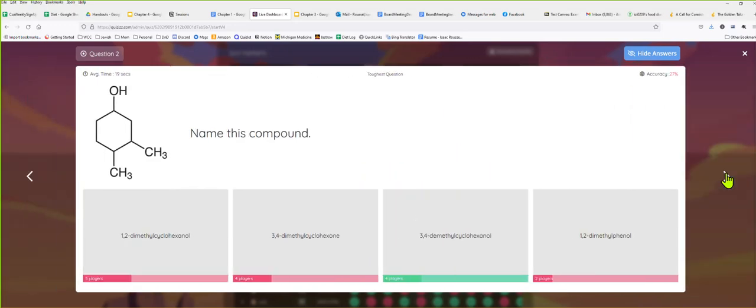This one looks like it's a bit of a range of people. But again, remember when you have an alcohol in a ring, then this becomes carbon number one. And so you get 1,2,3,4-dimethylcyclohexanol. Says toughest question. So remember, you start numbering with the OH group.